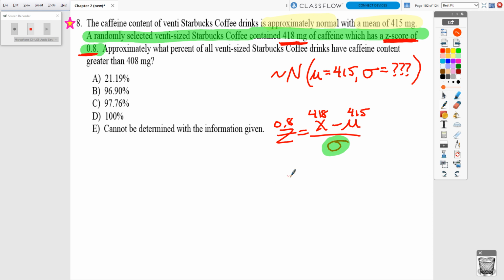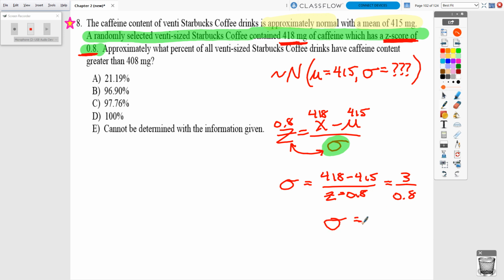So this is 0.8, which means the only variable of interest left over is the standard deviation. So we get to solve for the standard deviation, and really the quick way of doing that is we can swap the standard deviation for the z-score of 0.8. It can now go down here, and so we'll have 418 minus 415 divided by the z-score of 0.8. So really that's what? 3 divided by 0.8. And so I get a standard deviation, calculator: 3 divided by 0.8 is 3.75. Okay, so we know the standard deviation is 3.75.